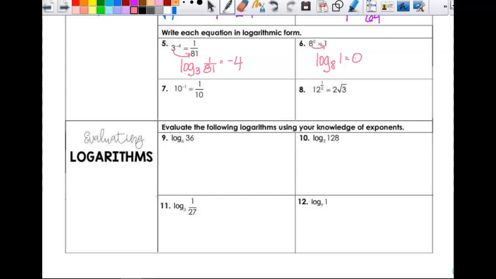Number 7, the base is 10, so do I write the base? No, this would just be log of what? Got to go around the equals. Log of 1/10 equals negative 1. Make sure you go around in a circle around the equal sign. You do number 8.